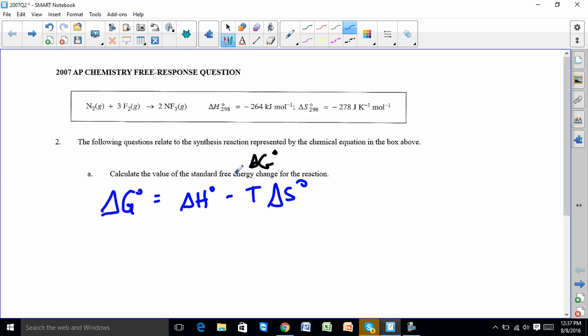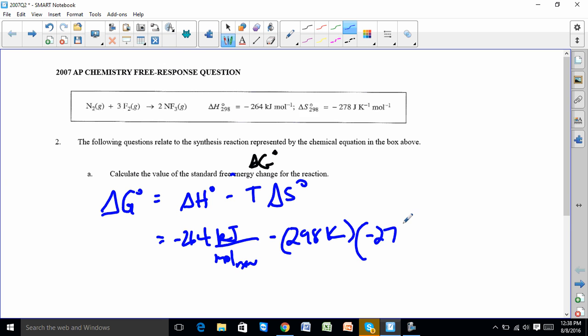We're looking for delta G because that's what free energy is, delta G. And so this is negative 264 kilojoules per mole. Remember, new notation, you're going to see mole RXN. I'm going to introduce it here, but you won't see it in the scoring guidelines. The temperature is 298. That's what this means. This little knot symbol means you're at standard temperature, and thermal is room temperature. So this is 298 K, that's T, and then S is negative 278 joules per mole K.